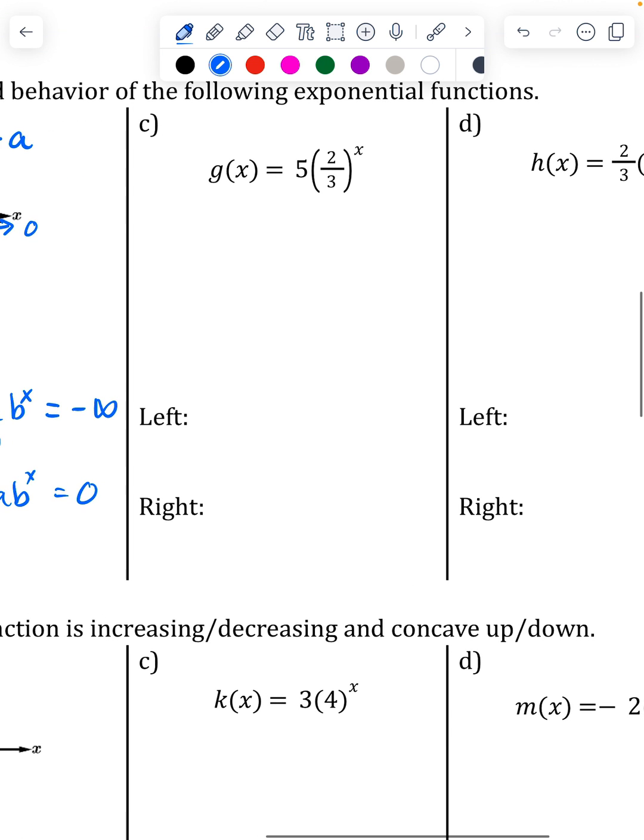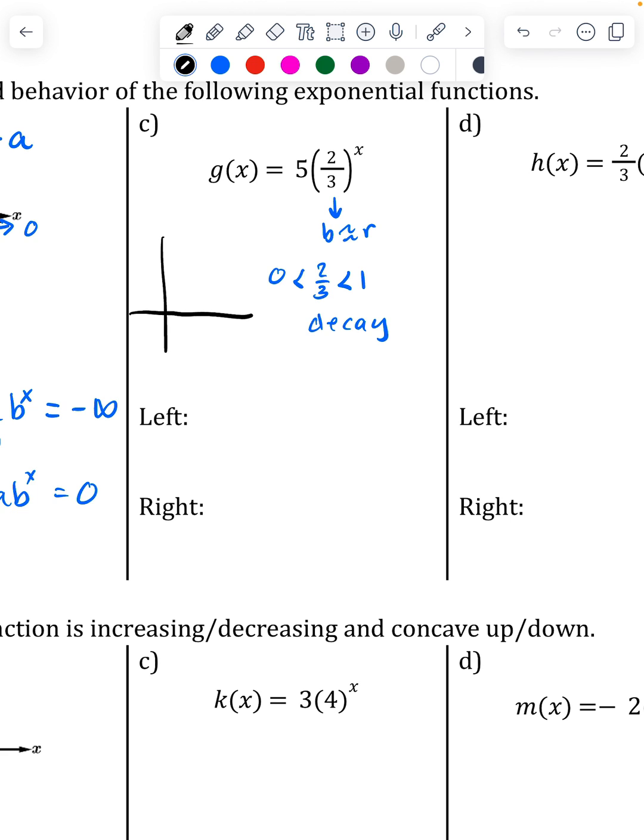Now here you have to do some thinking because there's not a graph. This is your b value. The b value is located where the r value was when we did this as a geometric sequence. Now, this value of 2/3 is less than 1, but still positive. So this is going to be a decay situation. If you think about what that would look like, you are going to have something that's coming down from left to right. It doesn't cross zero because everything approaches zero, infinity, or negative infinity.